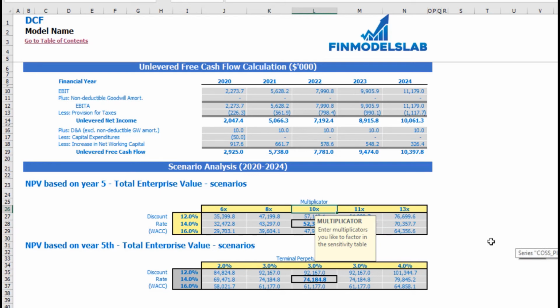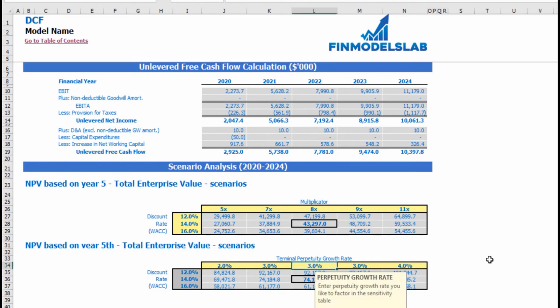So you may change it to 8%, for example, and you may see the different values for your enterprise value. The second one is the terminal perpetuity growth rate, which can be changed as well, for example 5%, and you may see below all the enterprise value scenarios.